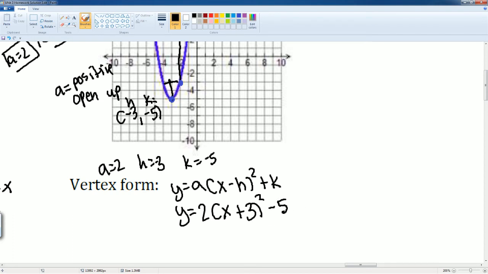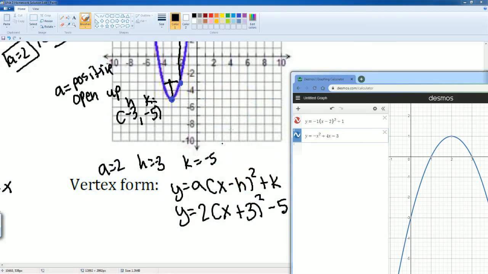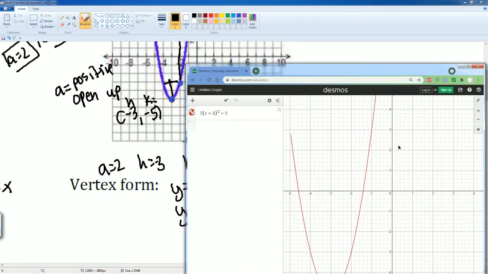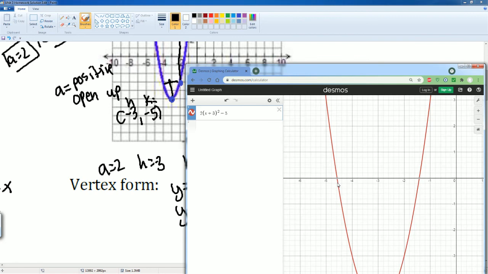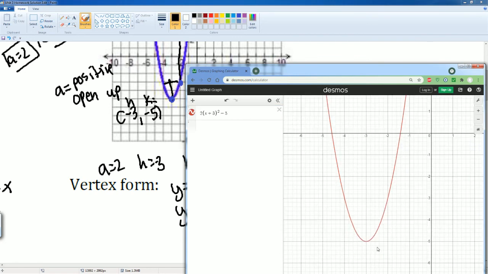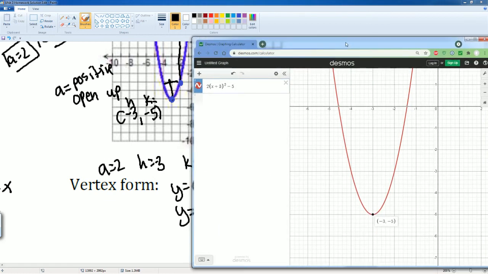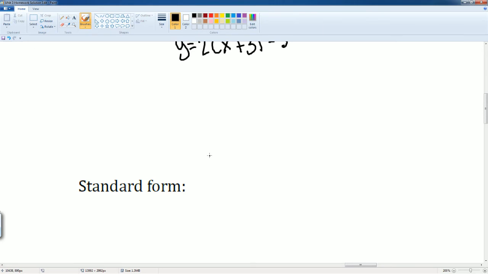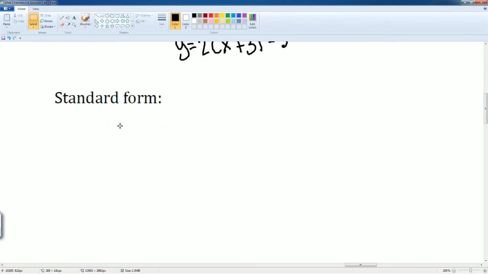Okay, if we don't trust our work, we could always double check by graphing it on Desmos. 2 parentheses (x plus 3) squared minus 5. Does that work? Let's see. Does it cross where we want it to cross? Yep, perfect. Is that our vertex? (Negative 3, negative 5), and it crossed where it wants to cross. Perfect. So that's how we did it correctly. Good job. Now we want to put it in standard form.